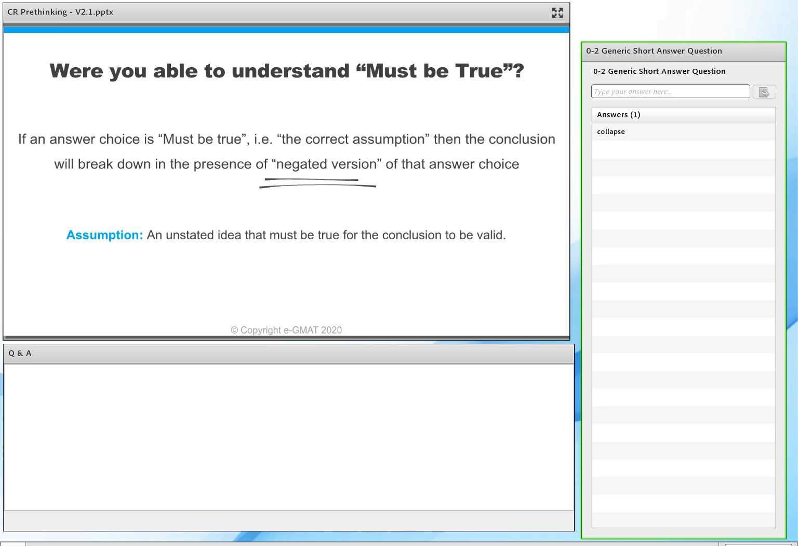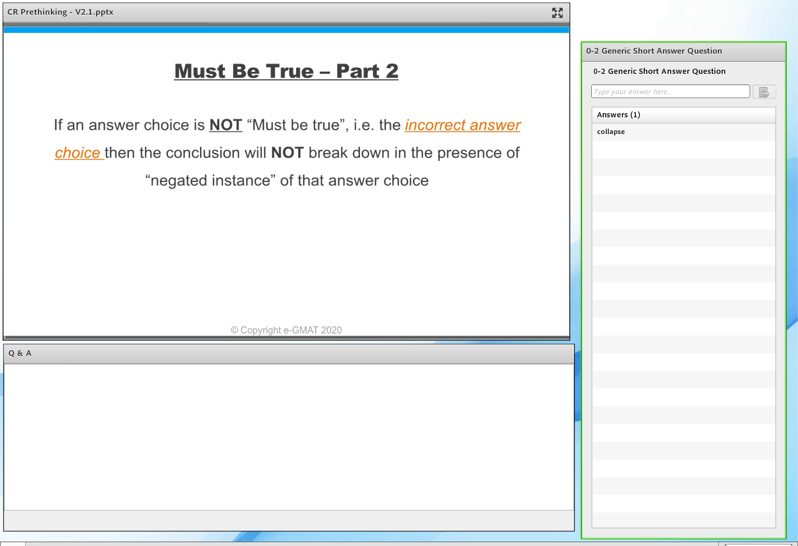That's 1:1. Okay, and it all stems from the fact that by definition an assumption needs to be an unstated idea that must be true for the conclusion to be valid. So if you need the conclusion to be true, you remove the assumption, the conclusion will become invalid. Okay, it also cuts the other way. If you're looking at an incorrect answer choice, which means that the answer choice is not must be true, then the conclusion will not break down in the presence of that negated version of that answer choice.